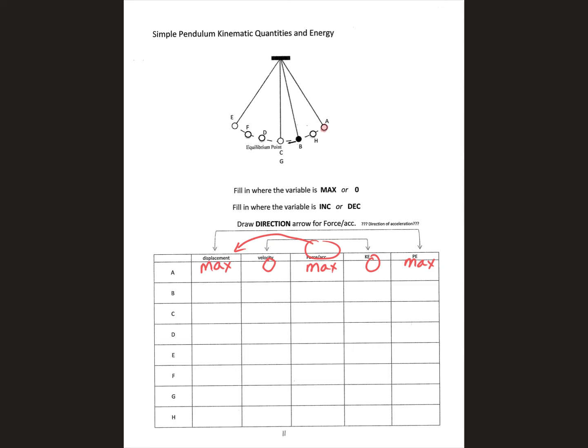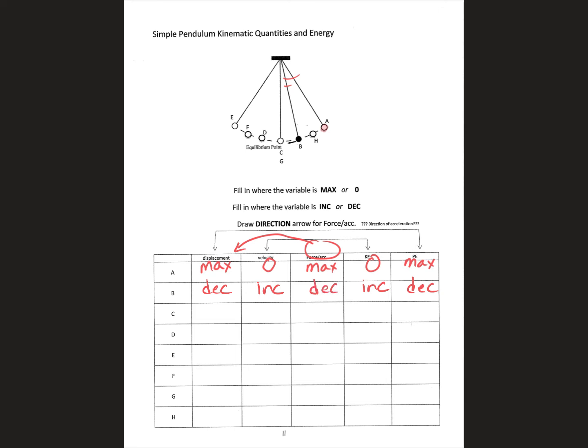Okay. Now let's go to position B. B is not the next position over. It's right here, maybe a little more than halfway down. It's got a smaller angle. So its displacement is decreasing. The angle for A is much larger. The angle for B is smaller. So that's a decreasing displacement. Its velocity is increasing. Now let's link to the fourth and fifth columns. If you're increasing your velocity, you're increasing your kinetic energy. If you're decreasing your displacement, you're decreasing your potential energy. And since the restoring force is proportional to displacement, that's also decreasing.